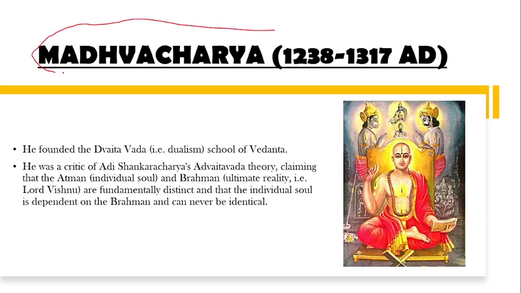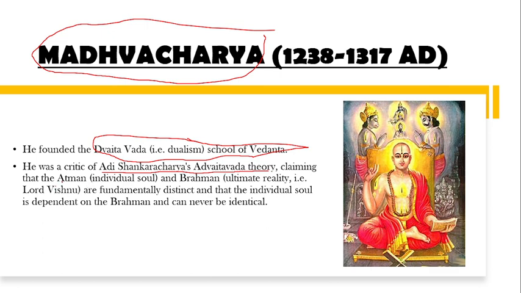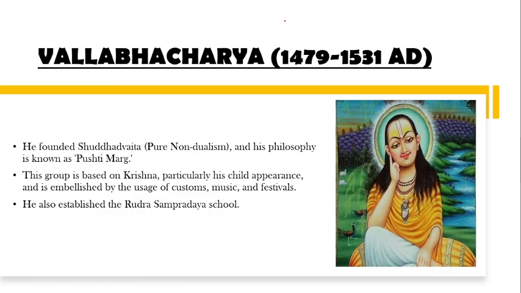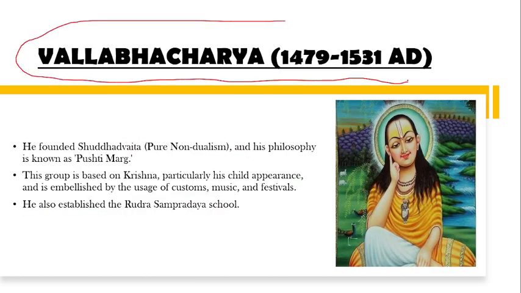Next is Madhvacharya, 1238 to 1317 AD, who founded the Dvaita Vada, or the dualism school of Vedanta. He was a critic of Adi Shankaracharya's Advaita Vada theory, claiming that the Atman, the individual soul, and Brahman, the ultimate reality, that is Lord Vishnu, are fundamentally distinct, and that the individual soul is dependent on Brahman and can never be identical.